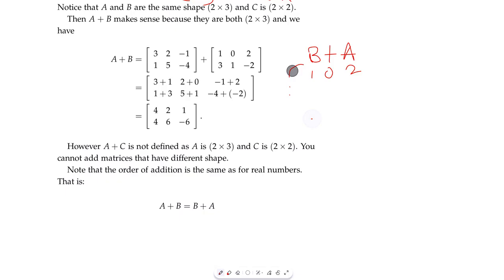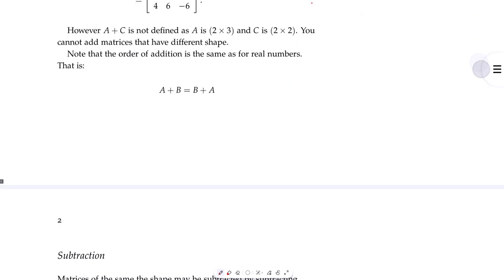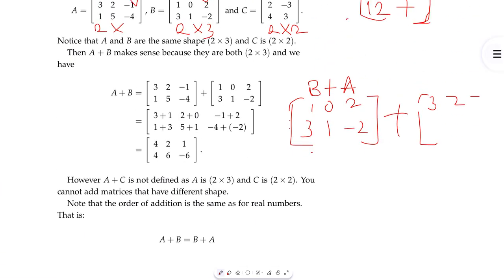So this is 3, 1, minus 2. And then our A now. Your A is 3, 2, minus 1. A is 3, 2, minus 1. Then 1, 5, 4. So let's do B plus A now. So that will give us what?